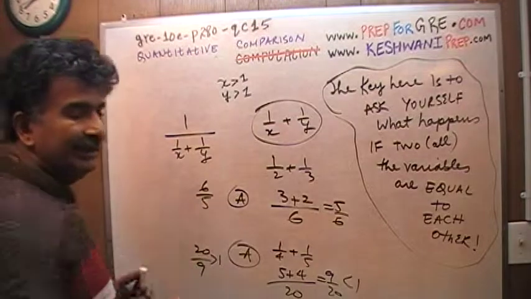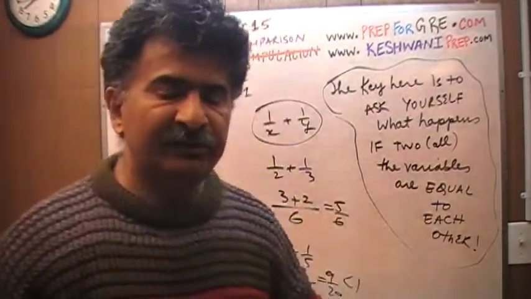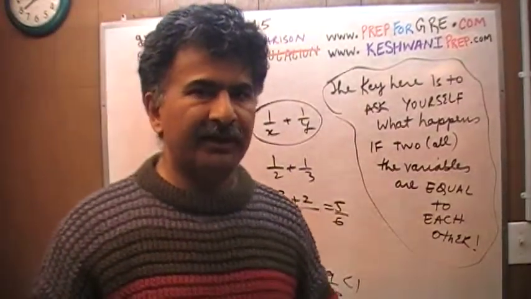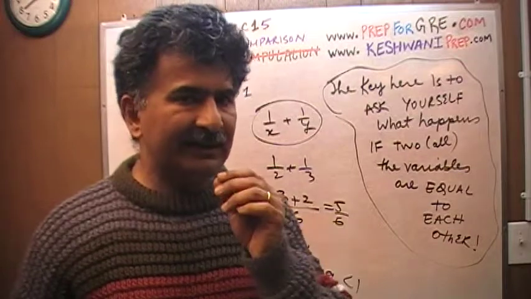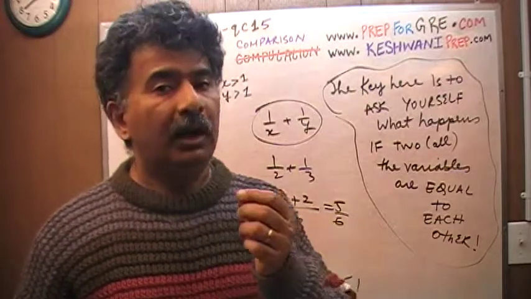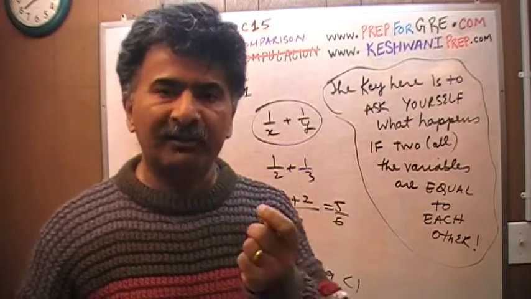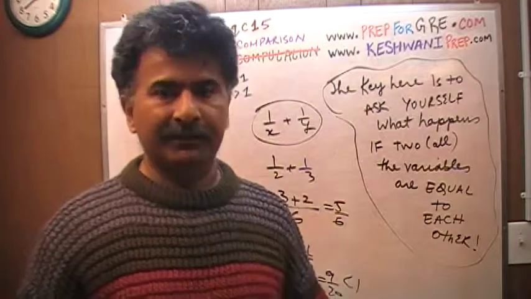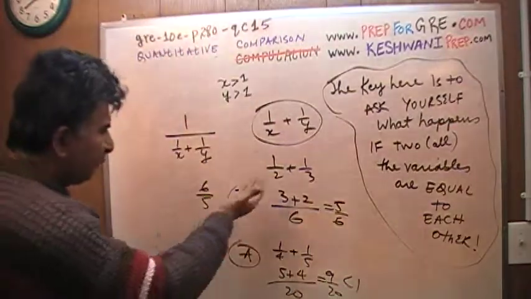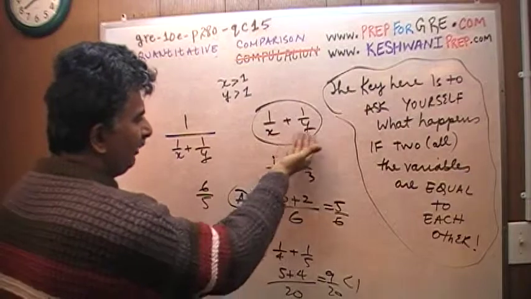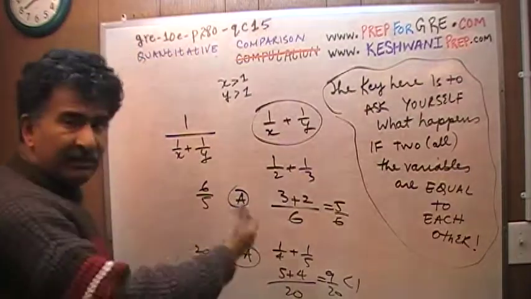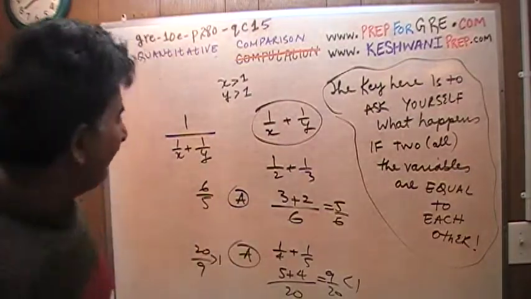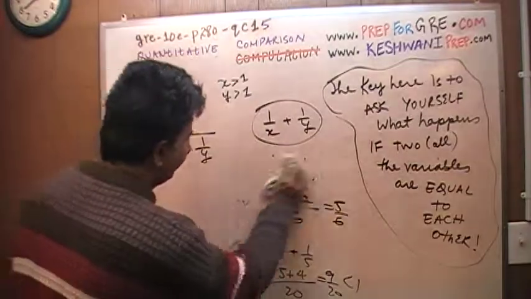Since it does not say in the problem that they have to be different, it does not say that they cannot be equal to each other, I make them equal to each other and see what happens, because that's where it's going to get kinky. So let's see what happens. If you keep putting different numbers, 2 and 3, 4 and 5, 6 and 7, you will always keep getting the answer A. What happens if they are equal to each other? Let's put it in here.